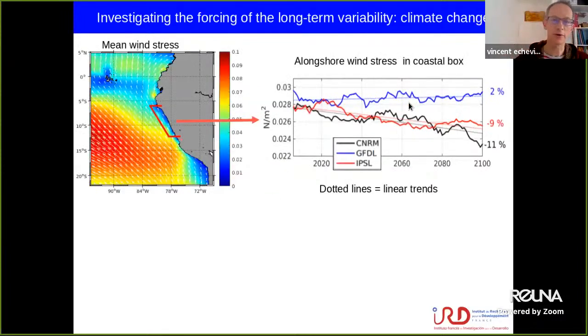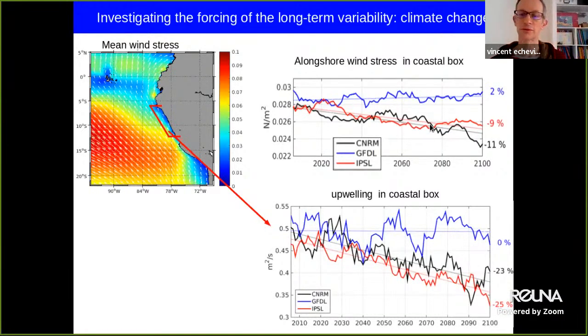Okay, so first, if we look at the physical forcing, the wind stress in these scenarios, and average over the coastal area in the Peru region, we have an alongshore wind stress that is quasi not varying for the GFDL model, and that decreases for two models, the IPSL and CNRM models. It means that the upwelling forcing is going to weaken for 2 out of 3 models.